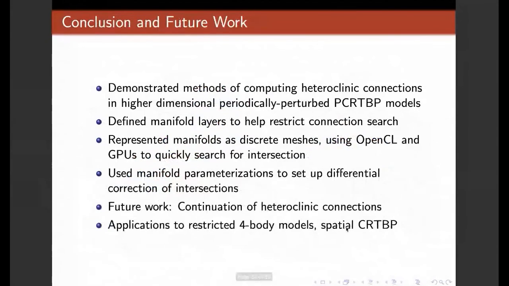So essentially, using all of this, we can find heteroclinic connections, intersections of manifolds, pathways to and from certain invariant tori in this higher dimensional 5D phase space, 4D phase space of the maps. And we defined the concept of layers to restrict our search, discretized the manifolds as meshes to allow us to use GPUs to search for intersections of meshes, and then finally did differential correction using the parameterizations.